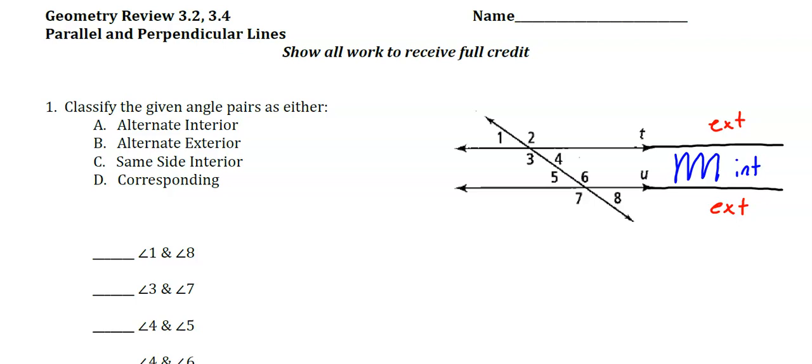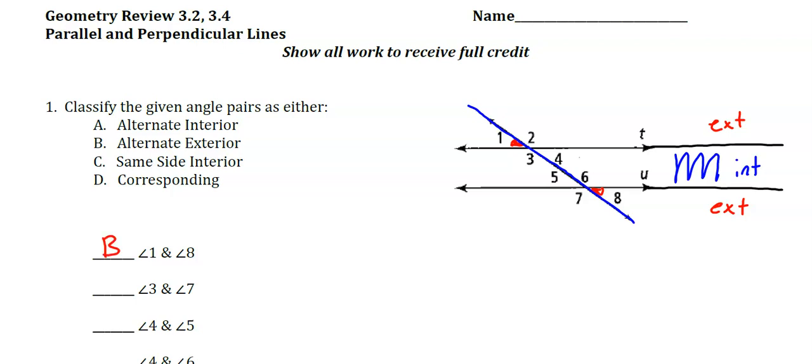So let's look at the first one, numbers 1 and 8. So 1 and 8 are right here and right here. They're on the outside of the parallel lines, so they're exterior, and they are on opposite sides of the transversal. So remember this guy right here, he's called the transversal because he cuts across parallel lines. So for that first one, correct answer is B.